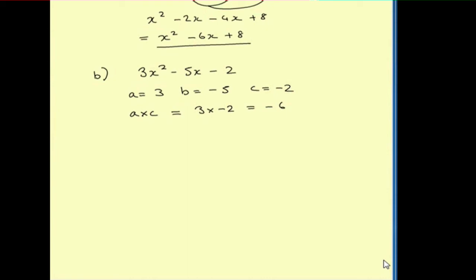So we need to think of two numbers that multiply together to get minus 6 and add together to get minus 5, the value of b. So that's just going to be minus 6 and 1. So what we do, we split up the minus 5x and make it the sum of minus 6x and x.